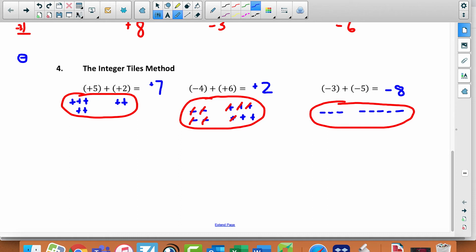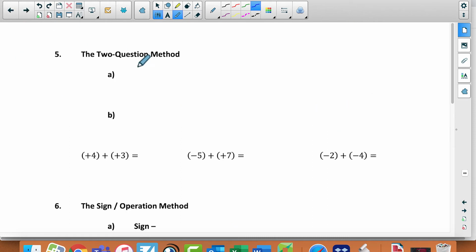In fact, I like it so much that I have kind of a variation, because the problem with this is you have to write all these pluses and minuses. But once you get the concept, you can move to this method, the 2-question method. I was tempted to call it the Waj method, because this is my favorite one. This is the one that I use in my head when I'm trying to figure out adding integer questions. So basically the 2 questions you ask are as follows.